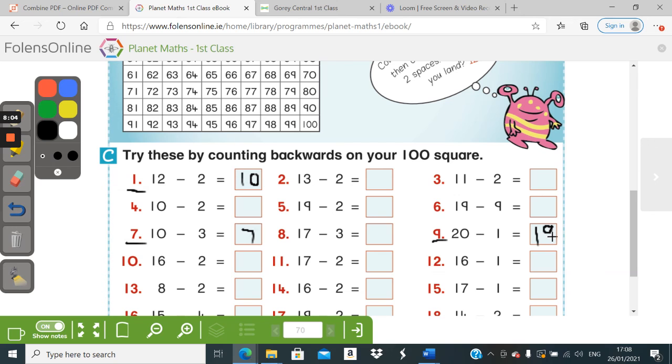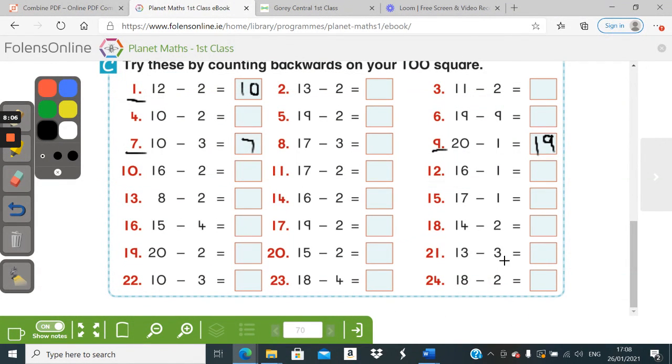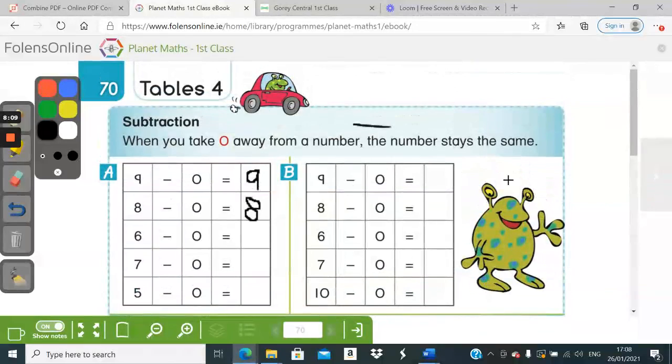Okay, I've done 3 for you. If you have any problems, let me know. Have a go at page 70.